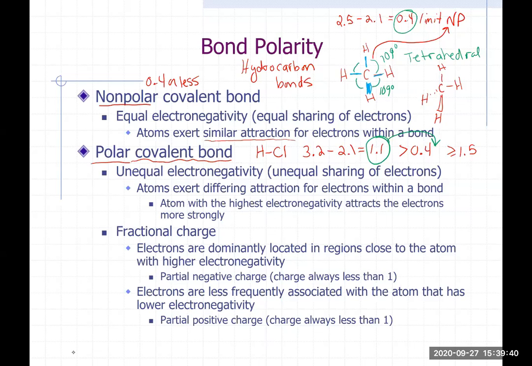We use these delta plus and delta minus to show that we have this fractional charge associated with these species. We don't use a delta plus and delta minus on a hydrocarbon because that CH bond is nonpolar. But we do use those on the HCl. So we would say that the hydrogen is delta plus and the chlorine is delta minus because it's more electronegative. And if we wanted to show the dipole, then we draw the arrow like this with the plus end on the hydrogen and the arrowhead on the more electronegative chlorine.